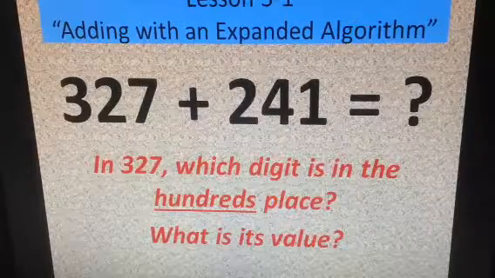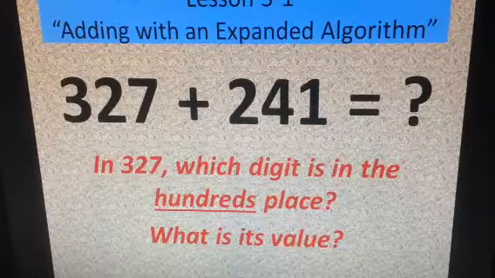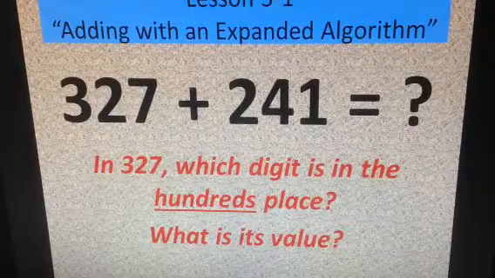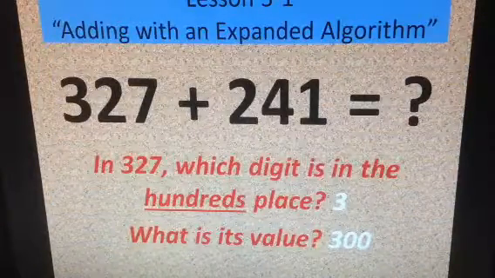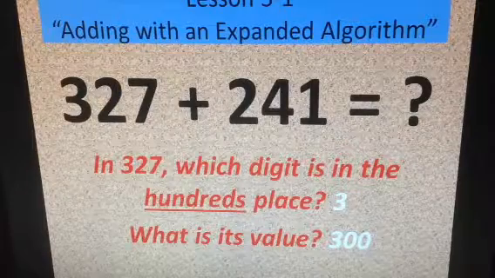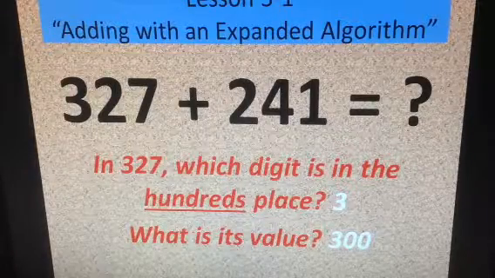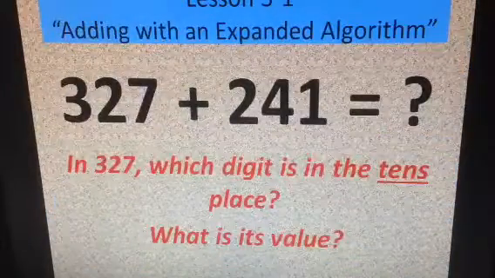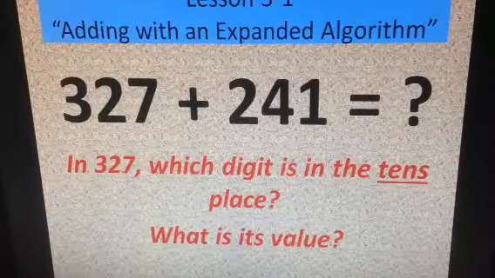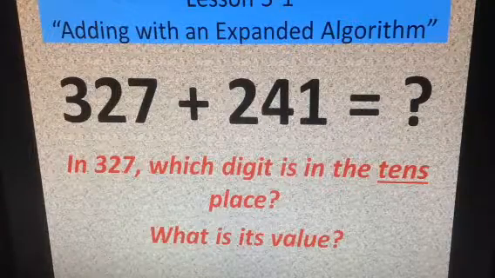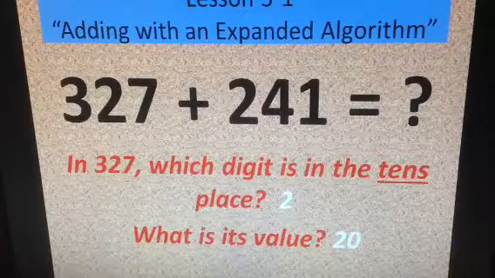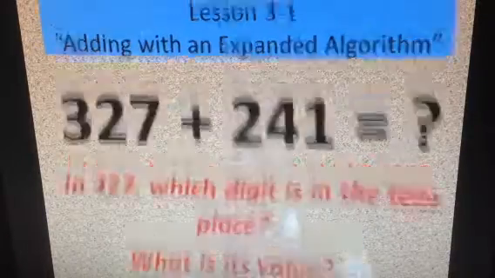In the number 327, which digit is in the hundreds place? What's its value? Pause the video to answer this question. In the number 327, the 3 is the digit in the hundreds place. Its value is 300. In 327, what digit is in the tens place and what's its value? The number 2 is in the tens place in 327 and its value is 20.